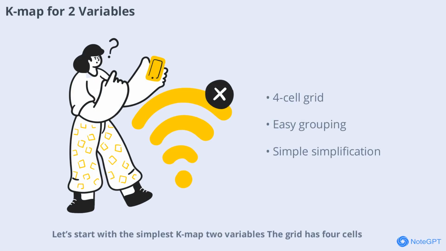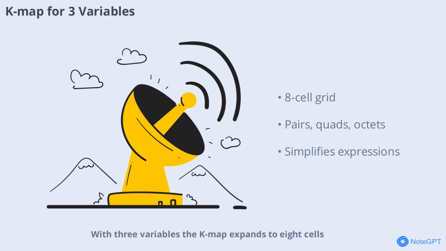Start with the simplest K-map, 2 variables. The grid has 4 cells, each representing a unique combination of the 2 input variables. By filling in the cells with output values from the truth table, we can quickly identify adjacent cells with the same value. Grouping these cells allows us to simplify the Boolean expression, reducing the number of gates needed in the final circuit. With 3 variables, the K-map expands to 8 cells.